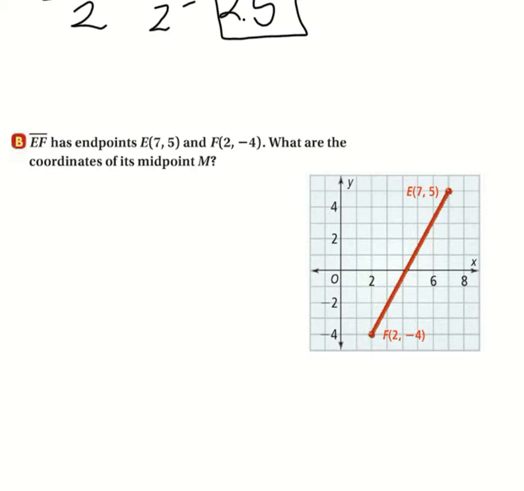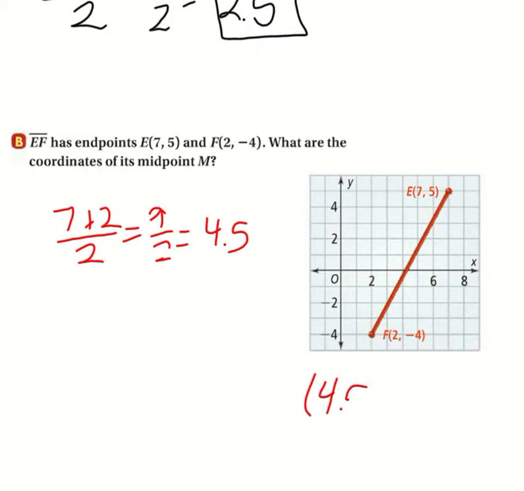Now when we're working in the coordinate plane, we need to do this twice. We're going to do our x-coordinates first. We take our x-coordinates, E is 7, F is 2, 7 plus 2, and we divide by 2. That gives us 9/2, which is 4.5. So that's the first part of our coordinate, 4.5.